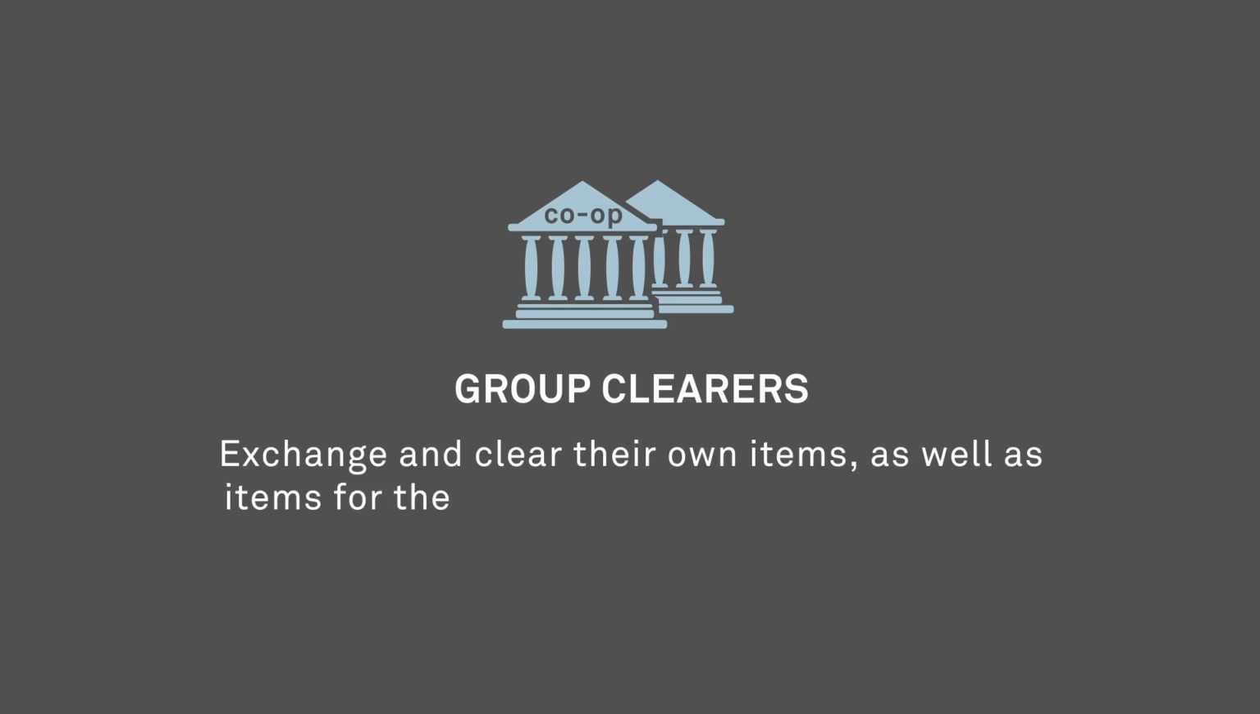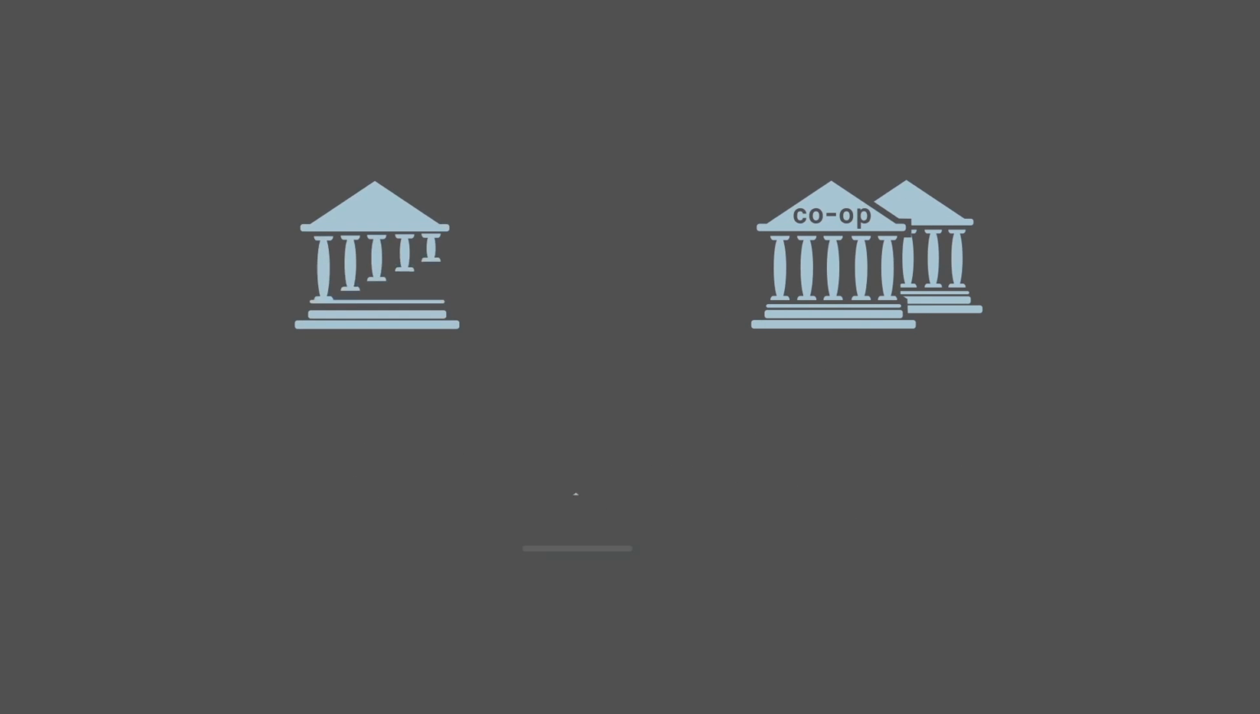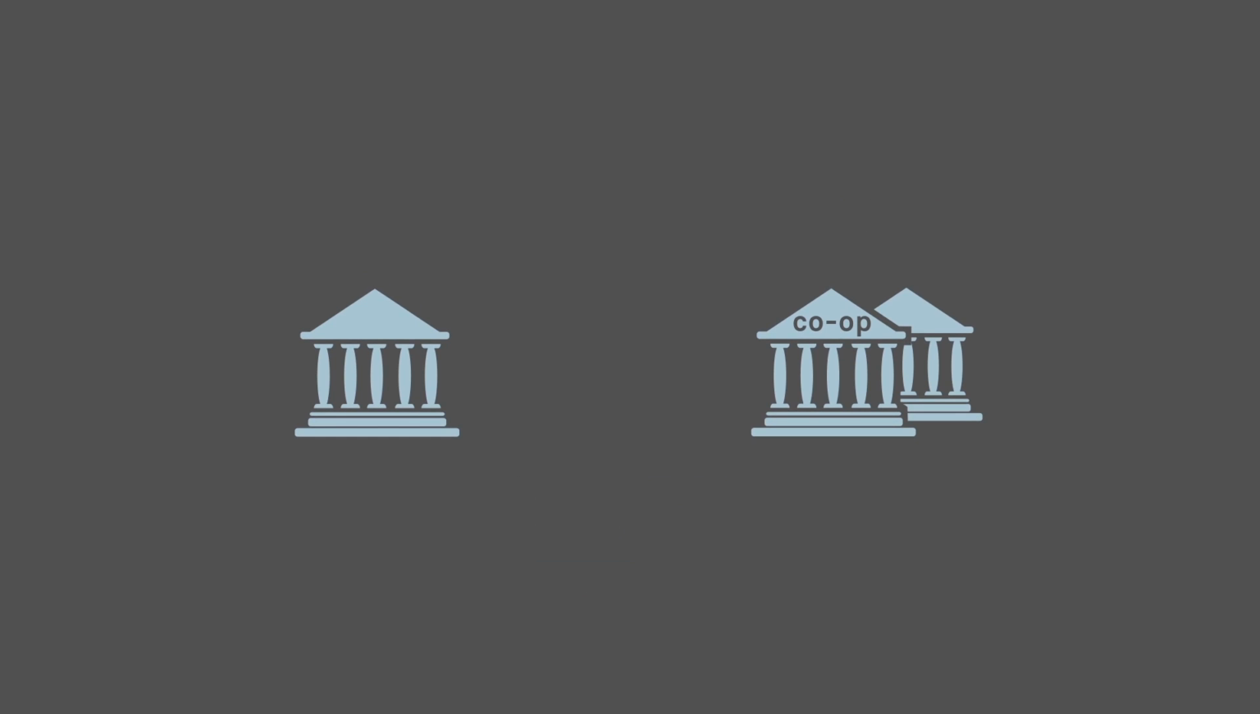Group clearers exchange and clear their own items, as well as items for the members of that group, centrals and local credit unions or caisse populaire. All direct clearers, group clearers, and indirect clearers must follow CPA rules. Each indirect clearer establishes a clearing agency relationship with a direct clearer, or with a group clearer, if it is a member of a group. While there are differences between group clearers and direct clearers, for ACSS system use purposes, they essentially operate the same way. So, moving forward, we'll refer to them collectively as direct clearers.